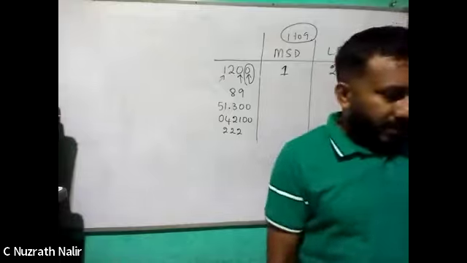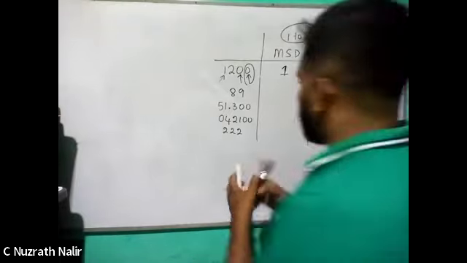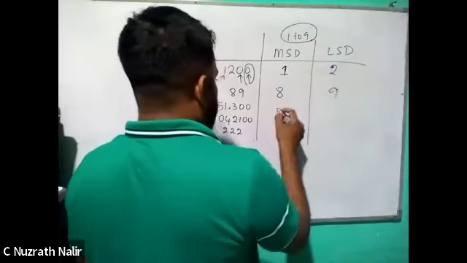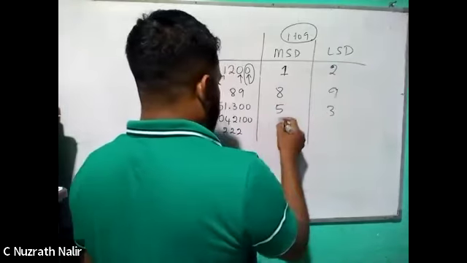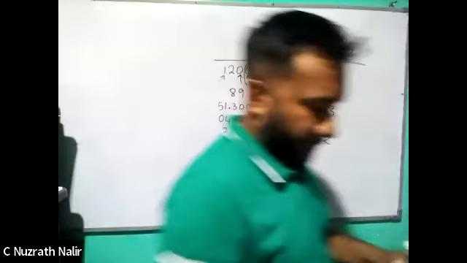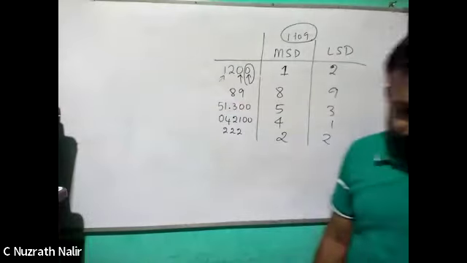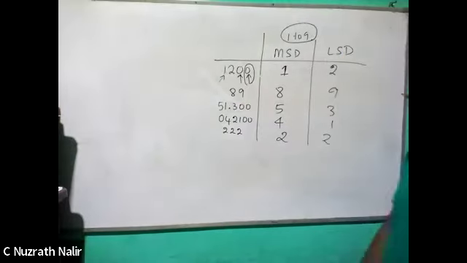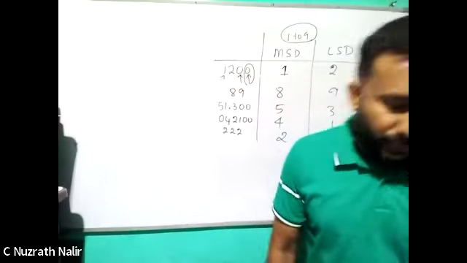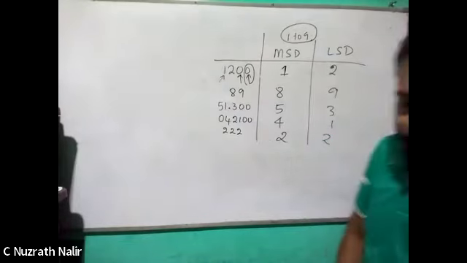Okay, now let's see the answer: 8, 9, 5, 3, 4, 1, here 2, 2. Okay, my dear students. So this is an example. Can you take the snapshot, or if you want, please ask me if you need any help. And if you could not understand, please let me know. Okay. So then I'll just quickly move to this one.